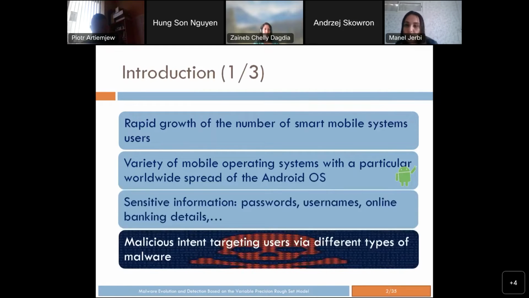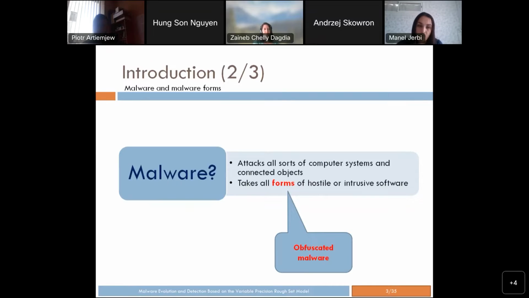It's clear that the number of mobile system users is constantly growing, with Android leading the way. Usually those mobile systems deal with sensitive information, and that's why they are targeted by malicious intents. Malware programs currently represent the most serious threat to computer information systems, and they can take different forms of hostile software. Among those forms, we can refer to obfuscated malware, which is known for its ability to disrupt and confuse the detection process.